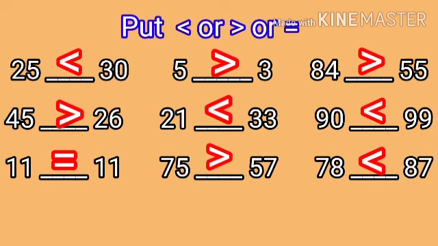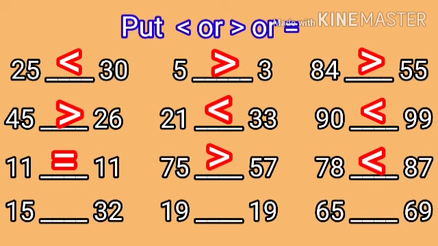Let us see the next row. Here the first pair has 15 and 32. Here 15 is the smaller number, 32 is the bigger number. So we should use the less than symbol and we can read it as 15 is less than 32. The next pair has two same numbers. To say the relation between two same numbers, we should use is equal to.